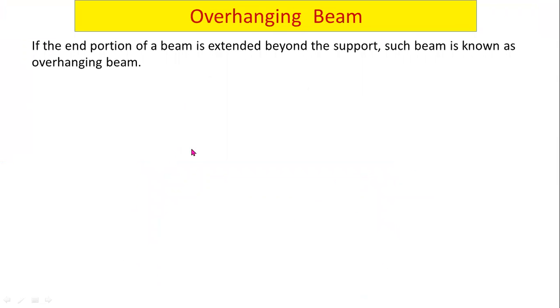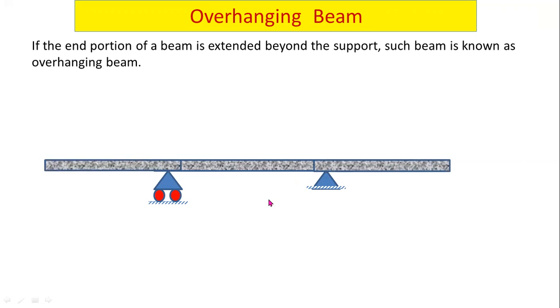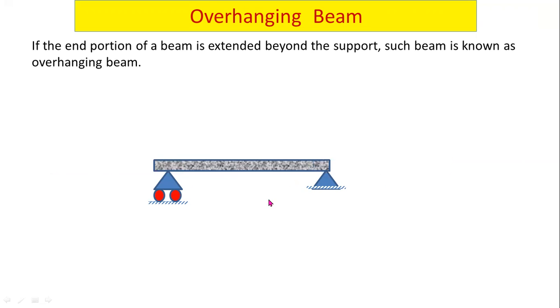Now the second one is the overhanging beam. If the end portion of a beam is extended beyond the support, such a beam is known as an overhanging beam. Here let's consider a beam. This one is a simply supported beam.